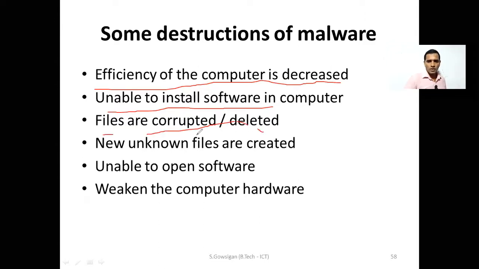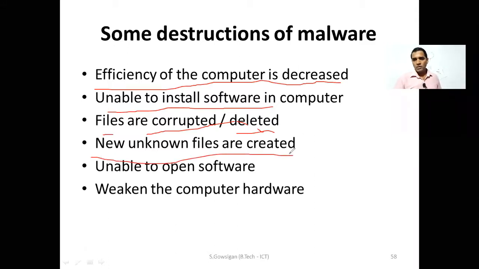Next one, files are corrupted and deleted. Sometimes malware can corrupt your files, sometimes it can delete them from the hard disk. You may keep some files in your hard disk, and sometimes they may be damaged. The file is there, but you are unable to open it. That's the meaning of corruption. But sometimes your file is completely removed from the hard disk, that is deletion. Some of the serious malwares can do that.